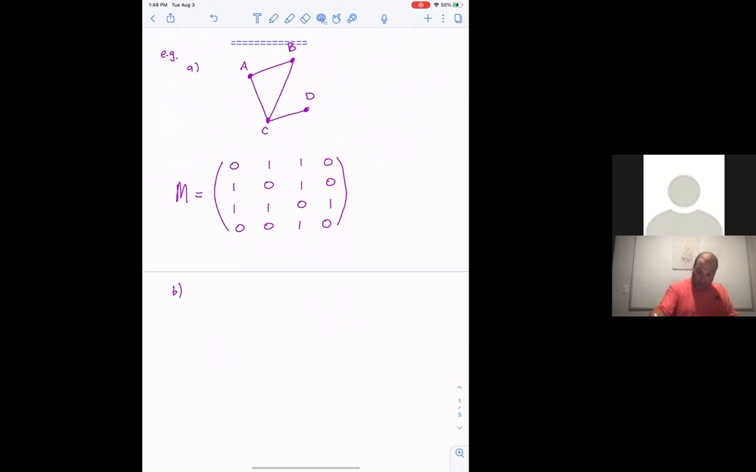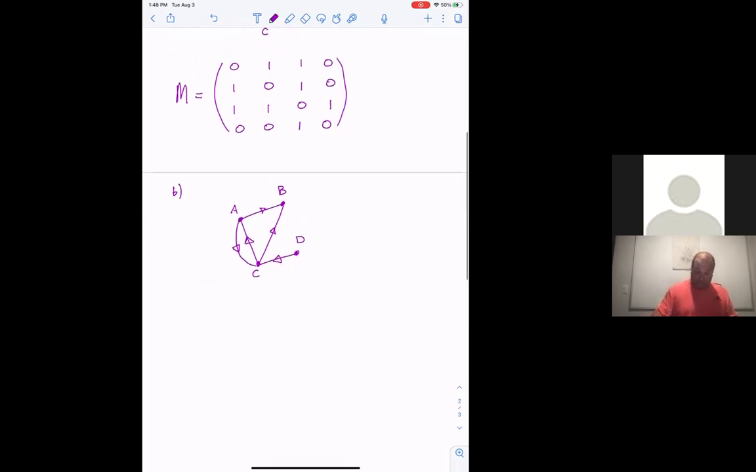What I'm going to do is I'm going to copy this and add some stuff. So now A to B in that direction, C to B in that direction, D to C in that direction, C to A in that direction, but also A to C in that direction. So now we have a digraph, a directed graph. And what is the adjacency matrix now?